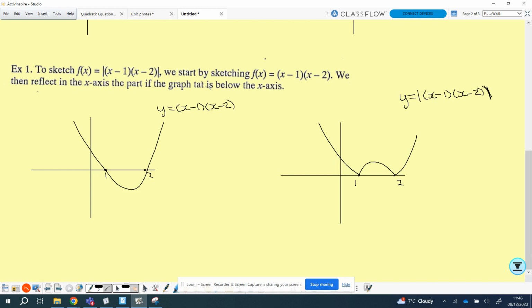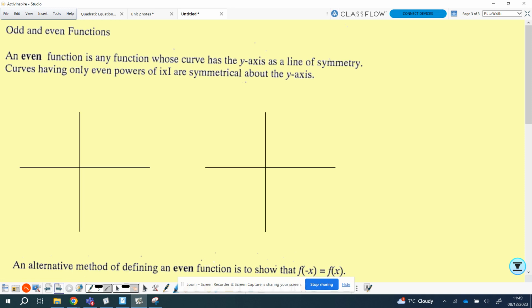The next thing we'll look at, and this will be the last thing in the video today, is what's known as odd and even functions. So odd and even functions, not all graphs are odd or even. However, some of them do have this property. So we'll start off with what an even function looks like. An even function is any function whose curve has the y-axis as a line of symmetry. Curves having only even powers of x are symmetrical about the y-axis.